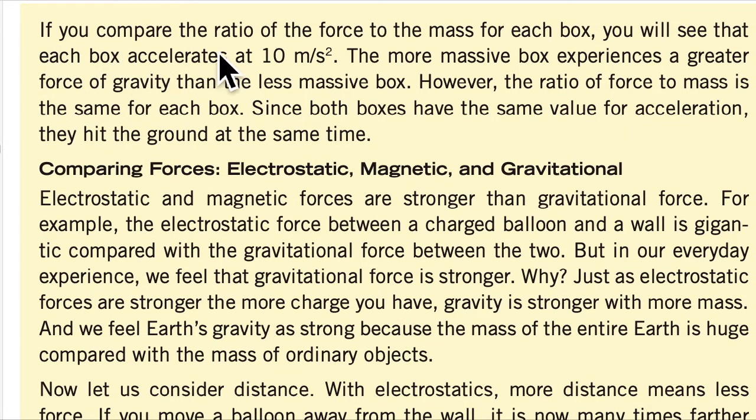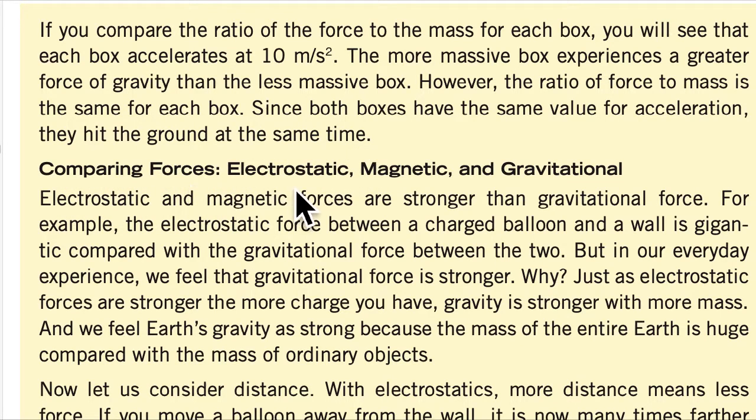If you compare the ratio of the force to the mass for each box, you will see that each box accelerates at 10 meters per second squared. The more massive box experiences a greater force of gravity than the less massive box. However, the ratio of force to mass is the same for each box. Since both boxes have the same value for acceleration, they hit the ground at the same time.